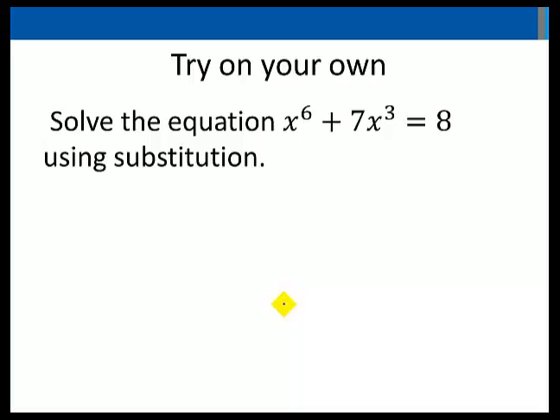Next is an example you can try on your own. Solve the equation x to the sixth plus 7x cubed equals 8 using substitution.